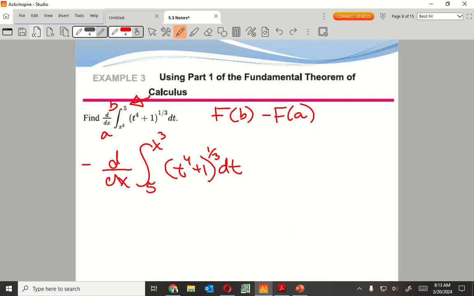All right, so fundamental theory of calculus. Now right here, because this is not just x by itself, I'm going to call that one u. That's going to be u because I'm plugging in something that's not just x by itself. So u is x cubed. So du is 3x squared. Yep. Okay.